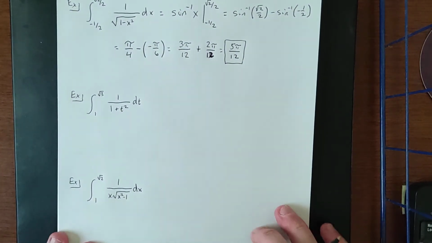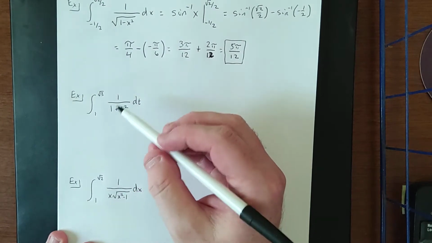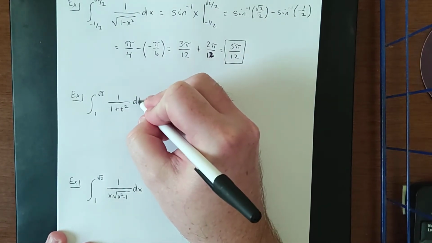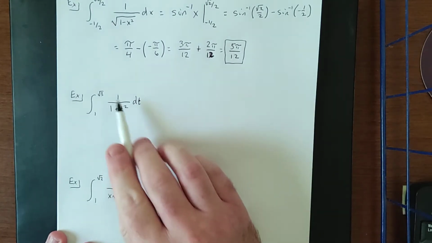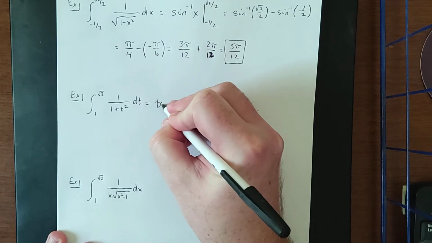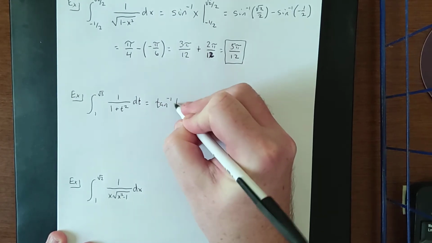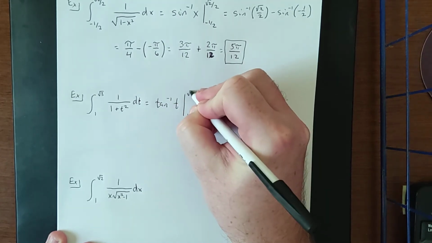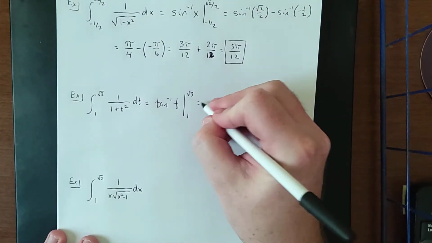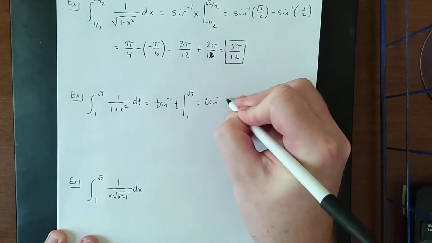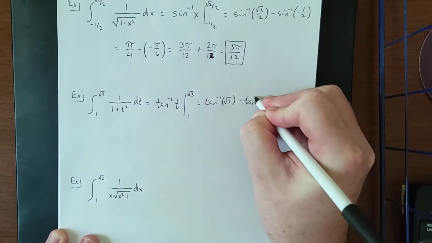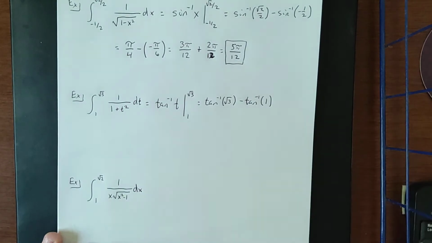Next up, we have the definite integral from 1 to the square root of 3 of 1 over 1 plus t squared dt. Now with this in mind, this is once again in one of our basic forms where we can integrate this directly and come up with the arctangent of t. This will be going from positive 1 to positive square root of 3. So this will be the arctangent of the square root of 3 minus the arctangent of 1.